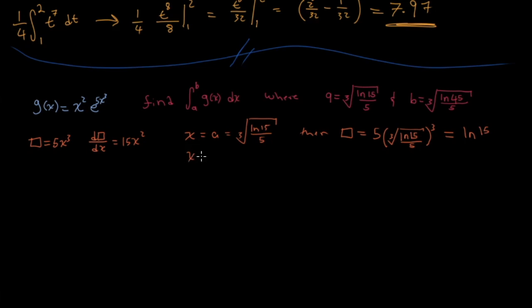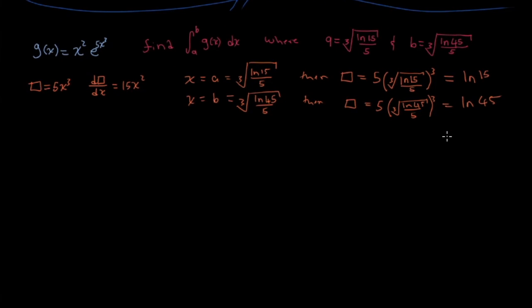And then if x is equal to our other interval here, b, which gives us the cubed root of ln 45 over 5, then our placeholder is going to equal 5 times the cubed root of ln 45 over 5, cubed, which is just going to equal ln 45, like so. So now we can go ahead and start evaluating our integral, now that we have our placeholders and our intervals all set up. So let's go ahead and do that.